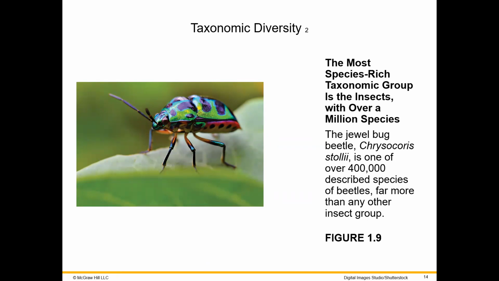Taxonomic diversity continued. The most species-rich taxonomic group is insects, with over 1 million species. The jewel bug beetle is one of over 400,000 described species, far more than any other insect group, and that is a beetle. So the standard way of naming organisms is known as binomial nomenclature.